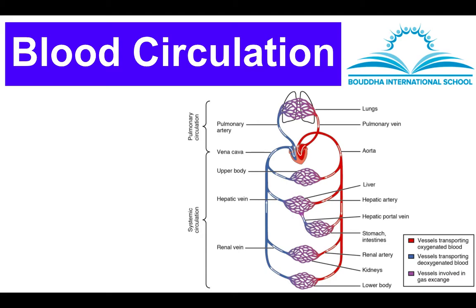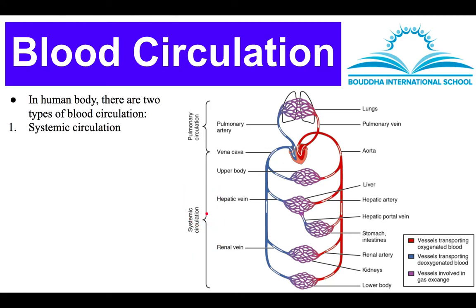Now let us discuss how blood circulates in our body. So there are two routes through which the blood will be circulating. So this is one route, a small, short route, and we have another long route. The short route is called pulmonary circulation and the longer route is called systemic circulation. So that's why there are two types of blood circulation. One is systemic circulation, the longer one. Okay, this is the systemic circulation, the longer one, and we have another, pulmonary circulation, the shorter one.